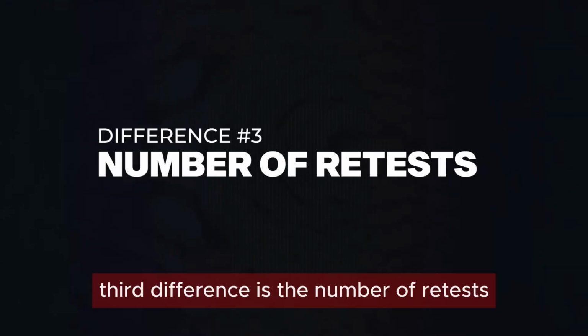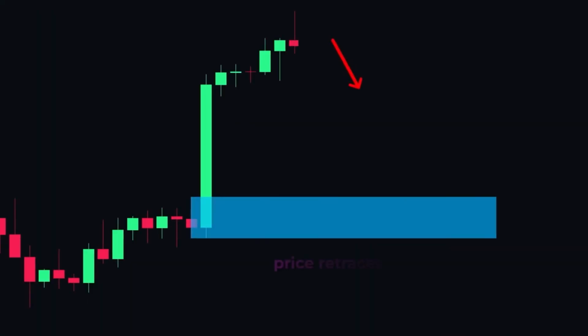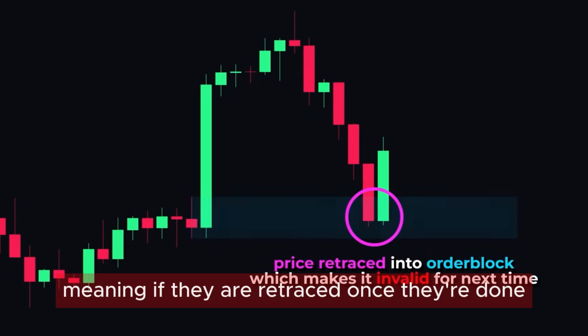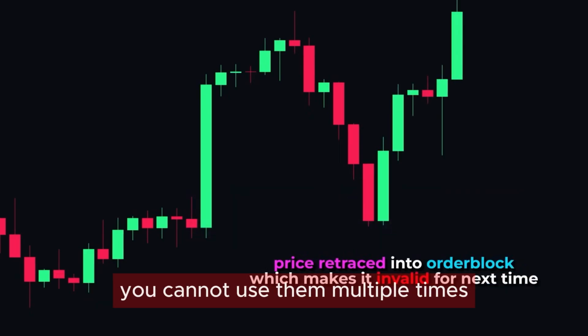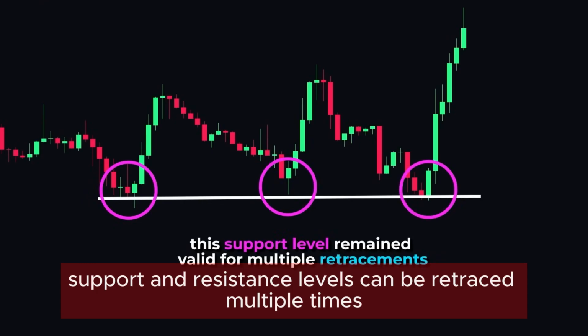Third difference is the number of retests. Order blocks are typically a one-time use, meaning if they are retraced once, they're done. You cannot use them multiple times. In contrast, support and resistance levels can be retraced multiple times.